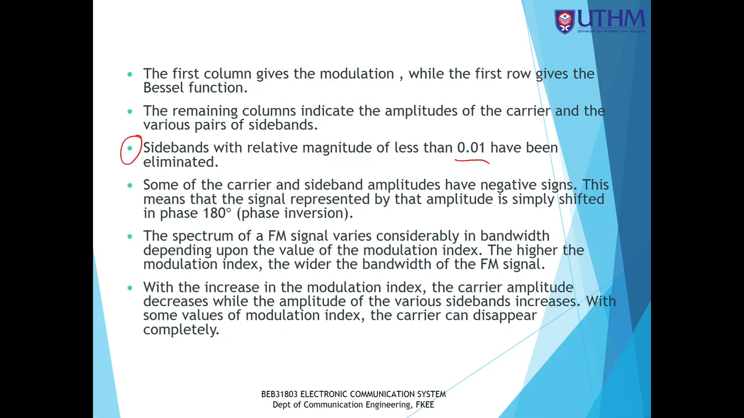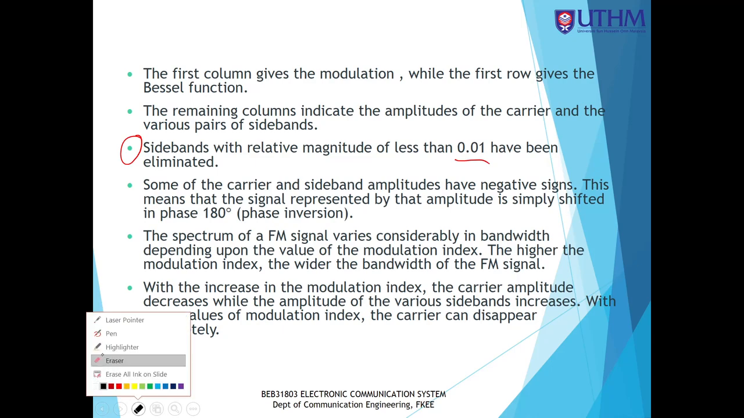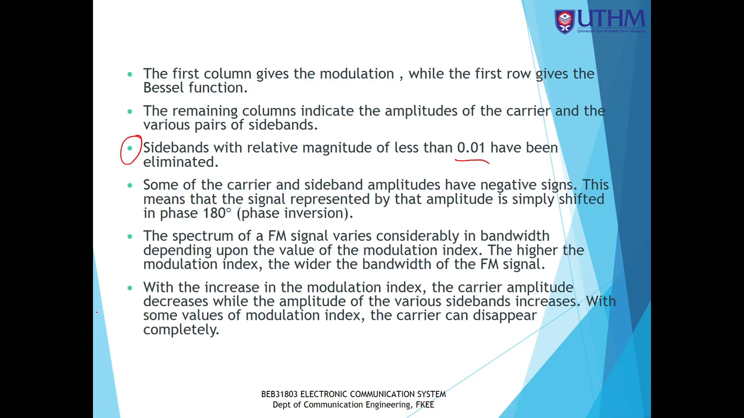And then some of the carrier and sideband amplitudes have negative sign. So this negative sign means the amplitude is simply shifted in phase by 180 degrees. That is a 180 degree phase shift. So if you draw the frequency spectrum, you shouldn't draw negative.